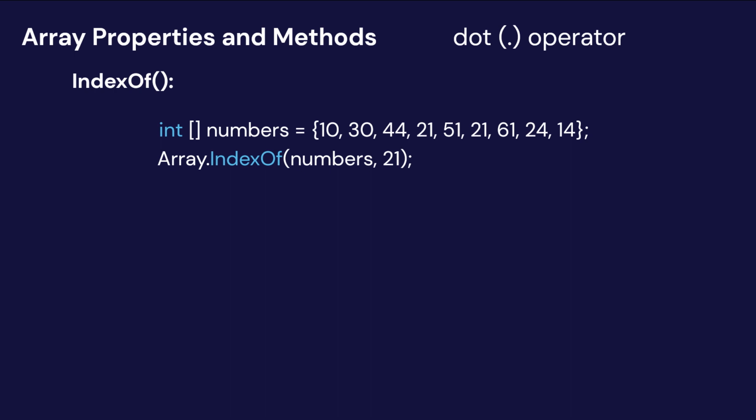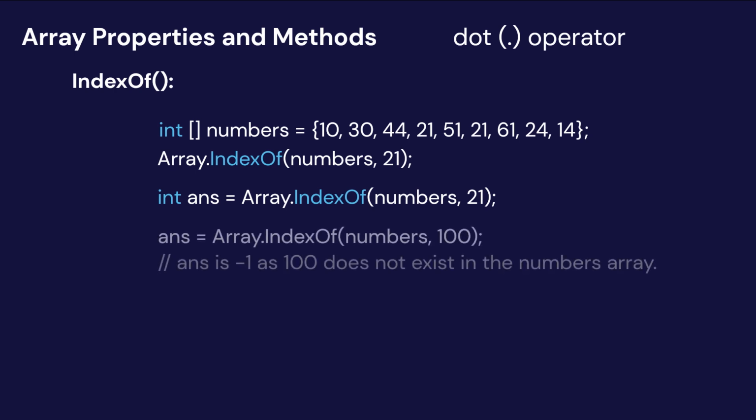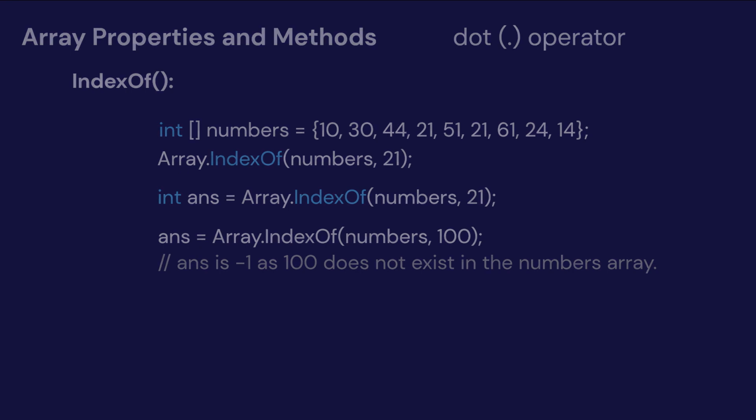You can then assign the answer to a variable like this, int ans = Array.IndexOf(numbers, 21). The value of ans is thus 3. If you write ans = Array.IndexOf(numbers, 100), the value of ans is -1 as 100 does not exist in the numbers array. We've covered some of the more commonly used array methods in this video. For a complete list of all the array methods available in C#, check out the link in the description.